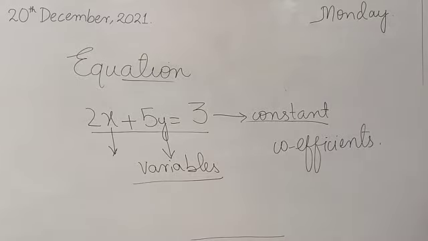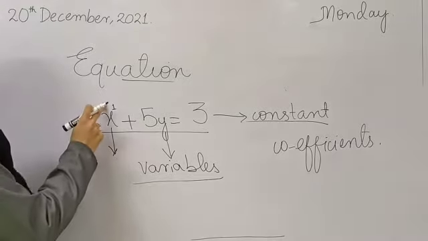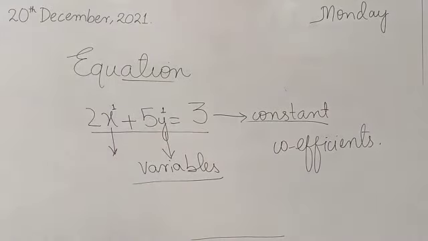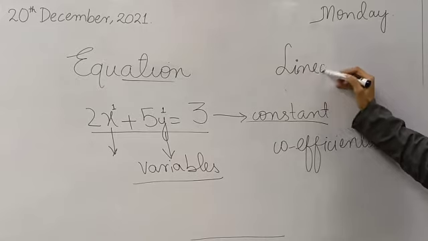Then I told you about linear equations. What are linear equations? Equations having degree of variable 1. You can see that the power of x is 1 and the power of y is also 1. So this is also a linear equation.